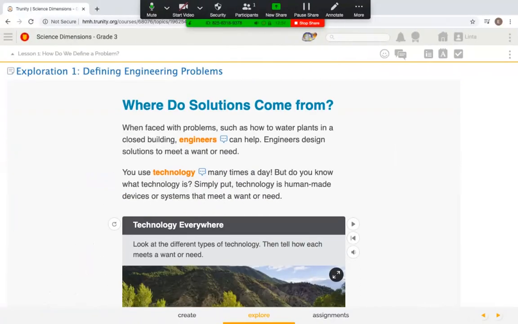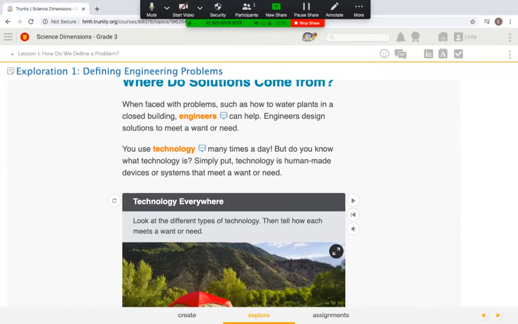So let's get back to our lesson. I'll go over the same paragraph again just to keep the flow of ideas. When faced with problems such as how to water plants in a closed building, engineers can help. Engineers design solutions to meet a want or need. Now we can figure out the difference.